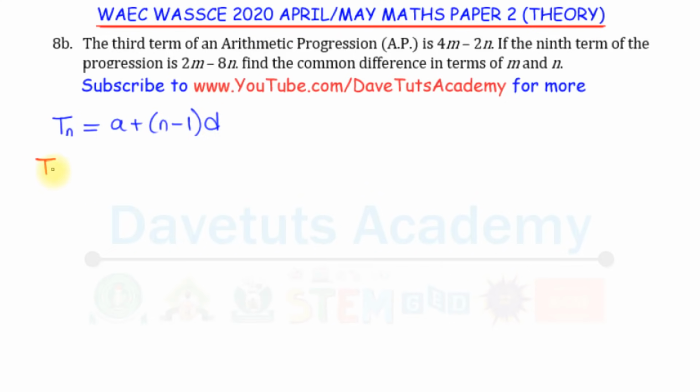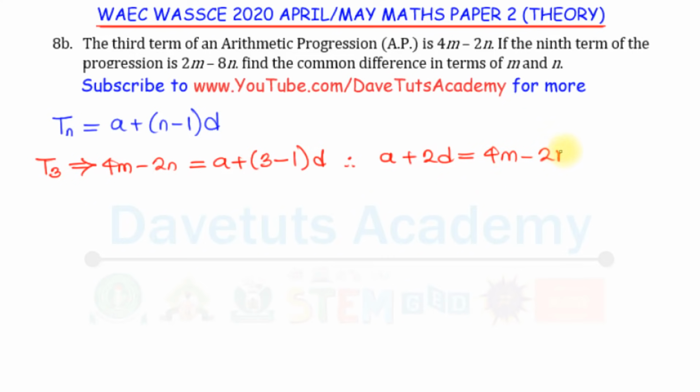So now if you want to consider the third term, which was given as 4m minus 2n, we know if you want to make use of the equation of the nth term of an AP, that is the same as a plus n, in this case 3, so 3 minus 1 d, such that we can say here, if I want to write this on the left hand side, I can just say a plus 2d is equal to 4m minus 2n, okay?